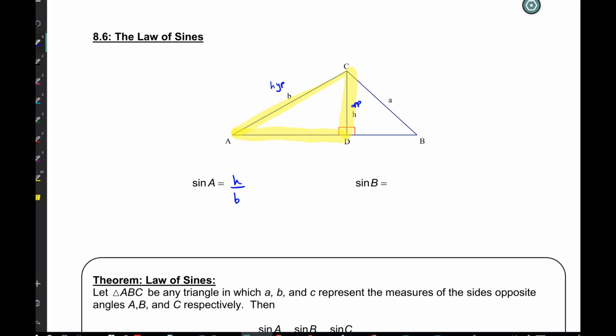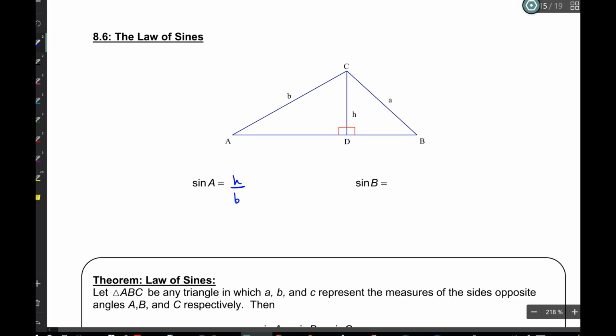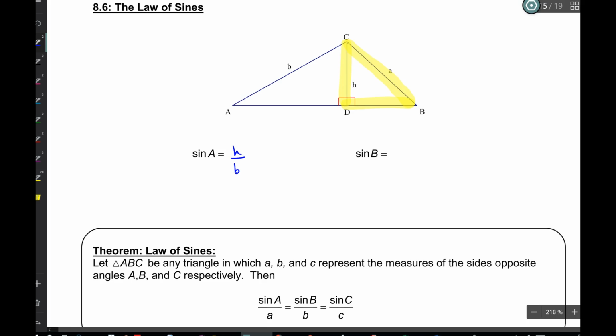All right. Now, look at this triangle here. And now, what would be the sine of B? So it would be H over A.